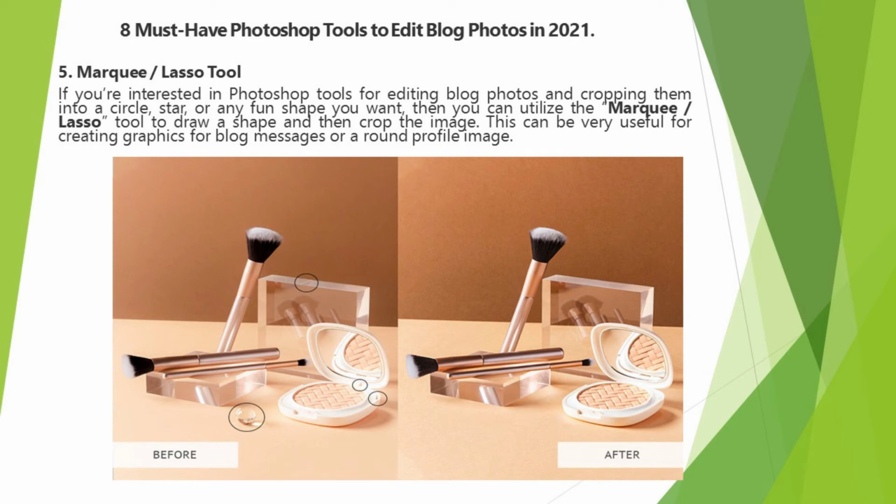5. Marquee/lasso tool. If you're interested in Photoshop tools for editing blog photos and cropping them into a circle, star, or any fun shape you want, then you can utilize the Marquee/lasso tool to draw a shape and then crop the image. This can be very useful for creating graphics for blog messages around a profile image.